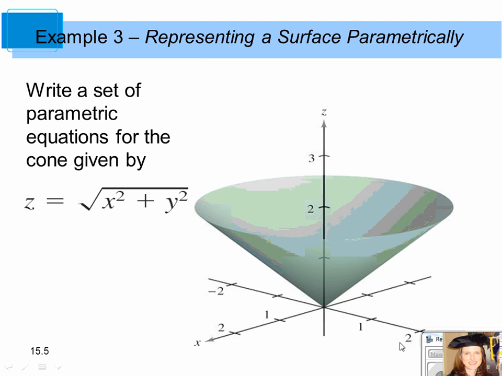Okay, here we have another example of representing a surface parametrically. Write a set of parametric equations for the cone given by z equals the square root of x squared plus y squared. Here's a quick sketch of the cone. If you square both sides of this equation, you get z squared equals x squared plus y squared.